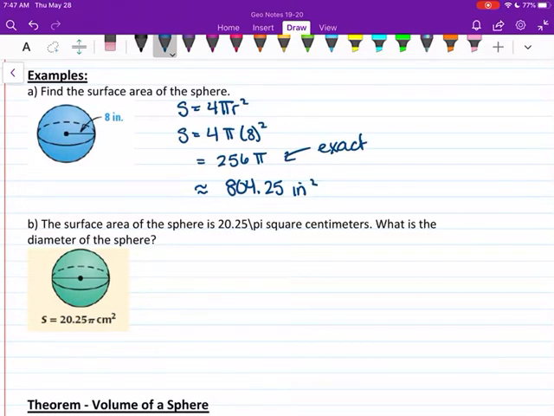It says that the surface area of a sphere is, oops, I forgot to math that. So that should be 20.25 pi is what it should say, square centimeters. What is the diameter of the sphere? Remember, diameter is twice the radius. So if I find the radius, I can then find the diameter.